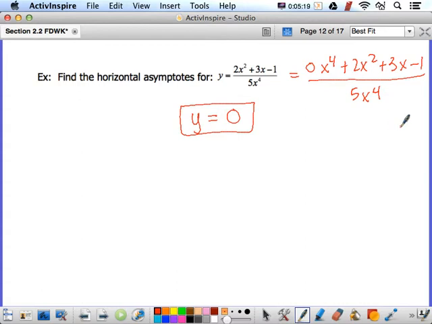If you look at it this way, the highest power is the same in top and bottom. And what is the quotient of the coefficients? 0 over 5. That's why. Because when the highest power is in the bottom, it's the same as having a 0x to that power in the top. And that's why it pulls the horizontal asymptote to 0.